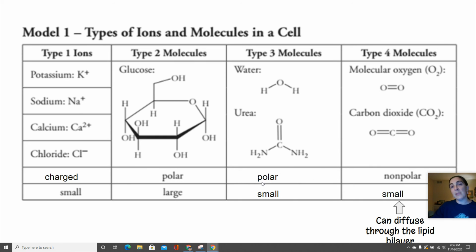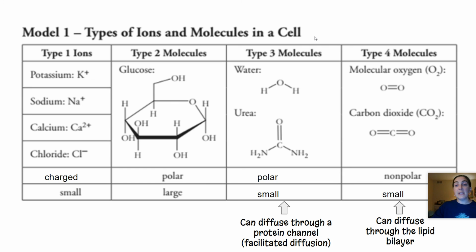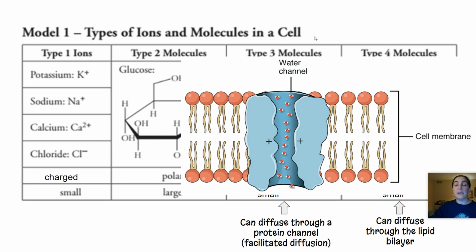And a polar molecule is not easily going to go through the hydrophobic interior of the cell membrane. These types of molecules often diffuse through a protein channel. This is called facilitated diffusion. So here's an example. This is a protein called an aquaporin that specifically allows water to diffuse through.